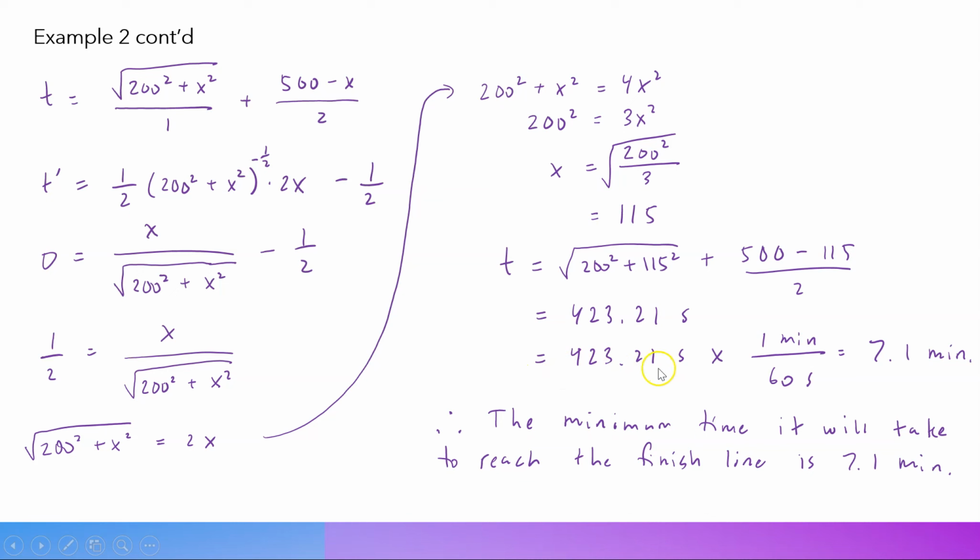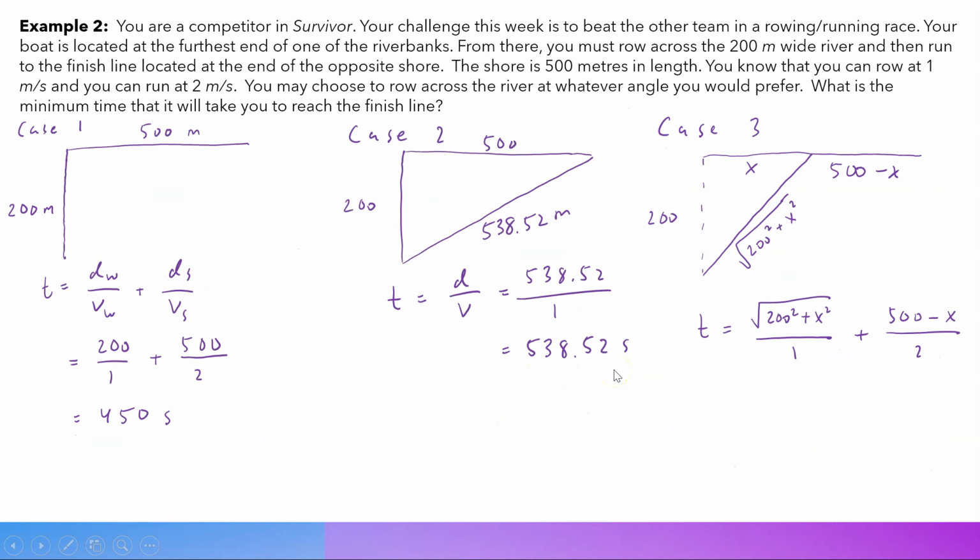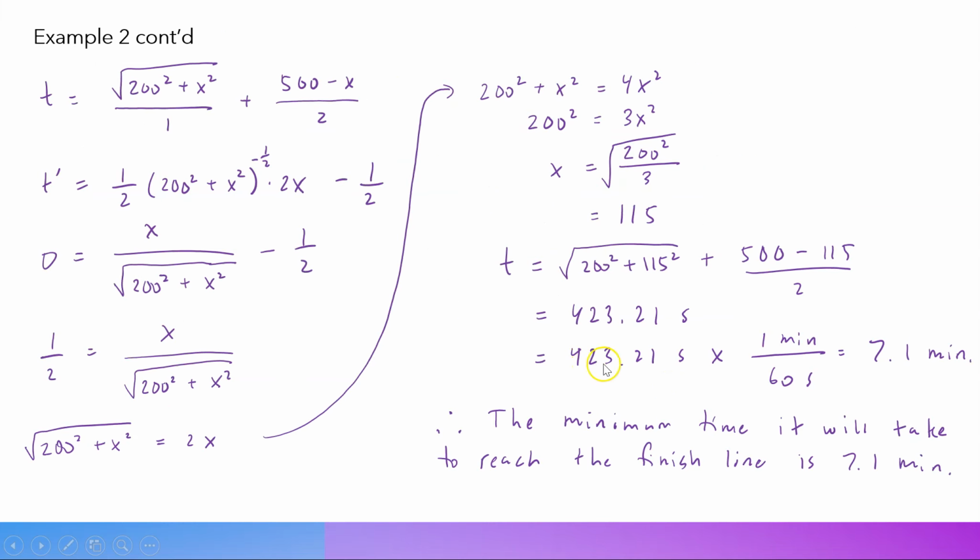Now we can see that this time is less than the times that we got before, right? So we had 450 seconds for case 1, 538.52 seconds for case 2, and for case 3, we got 423.21 seconds, which is less than the other two cases. Those other two cases are treated as basically the boundaries of our interval. And so we can conclude that the minimum time it will take to reach the finish line is 7.1 minutes.